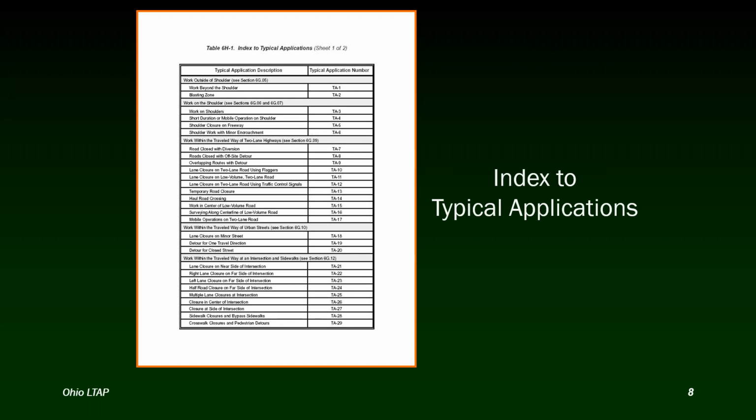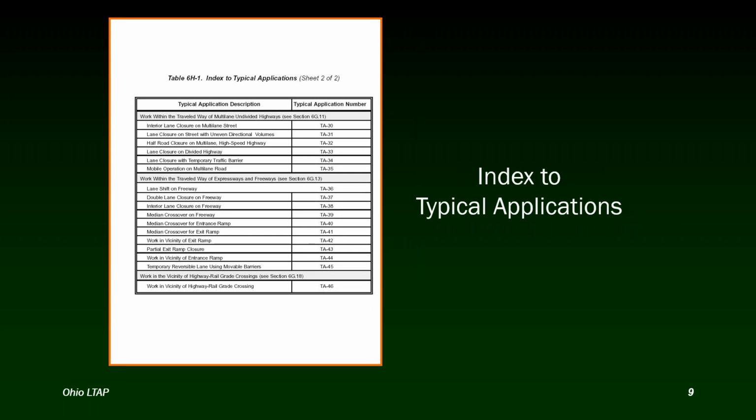So here's a list of the different typical applications. This page is not long enough to have all of them. There are 46 different typical applications, but if you look at the index, it helps you to quickly find the typical application that you're looking for. So here's the rest of them. As I said, they go up to 46. TA-46 is the last one, and it's titled Work in the Vicinity of Highway Rail Grade Crossings. So if your work involves work near a railroad crossing, you might want to check that one out.